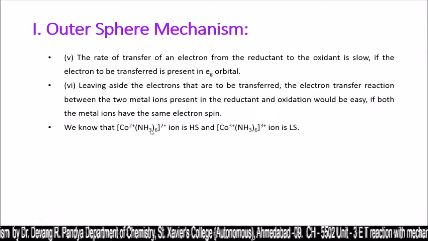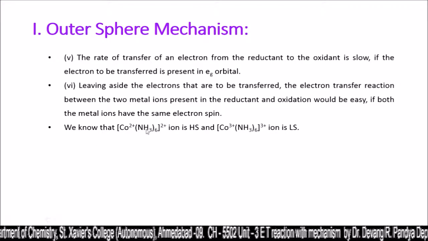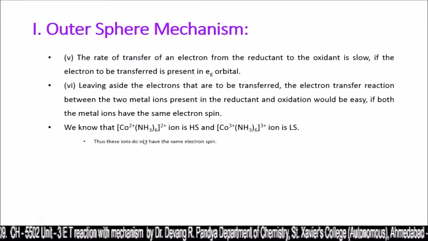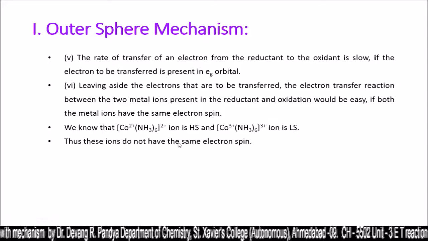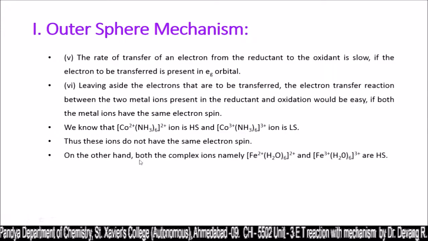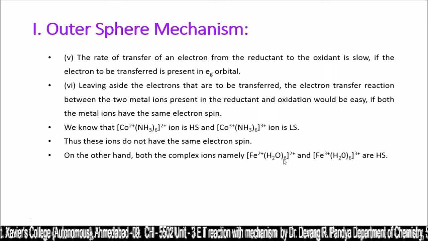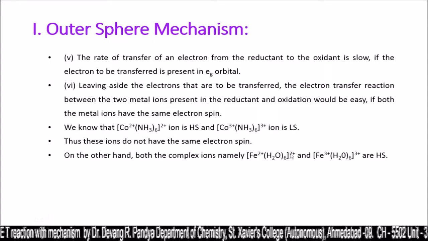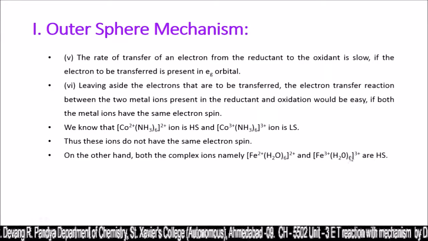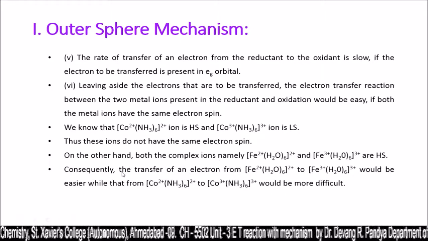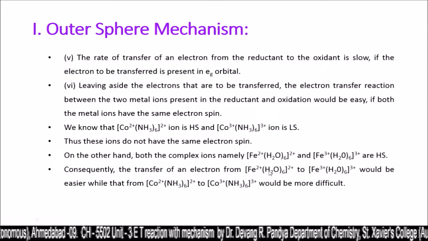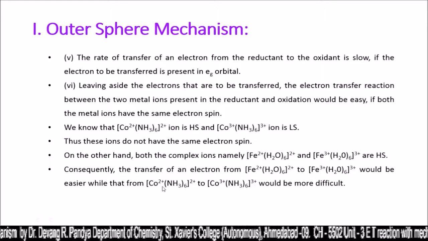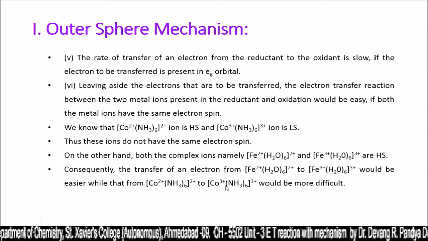We know that the hexaamminecobalt(II) ion is a high spin complex, and the hexaamminecobalt(III) complex ion is a low spin complex. Thus, these ions do not have the same electron spin. On the other hand, both the complex ions, hexaaquaferrous (+2) and hexaaquaferric (+3), are high spin complexes. Consequently, the transfer of electron from hexaaquaferrous to ferric would be easier, compared to hexaamminecobalt(II) to hexaamminecobalt(III), which would be more difficult.